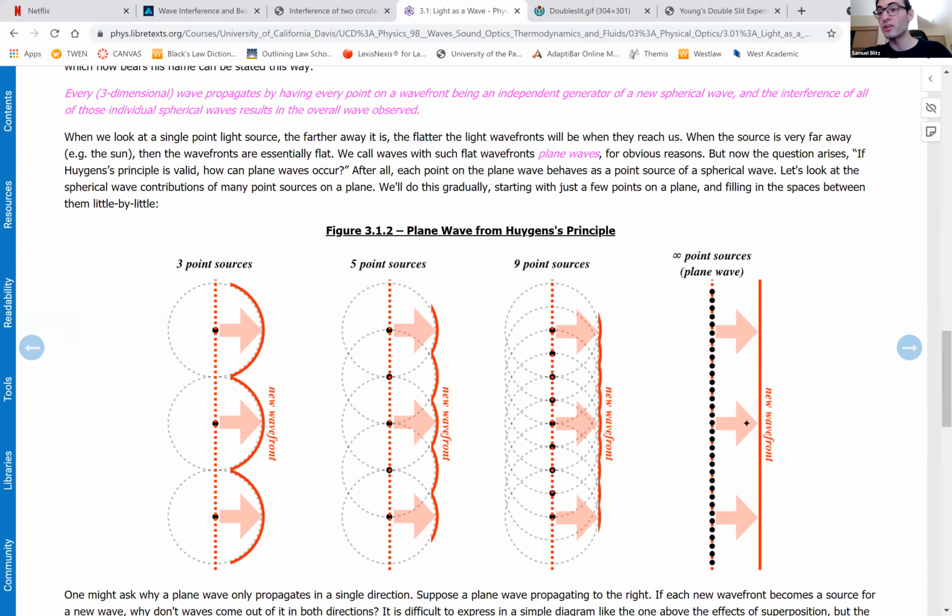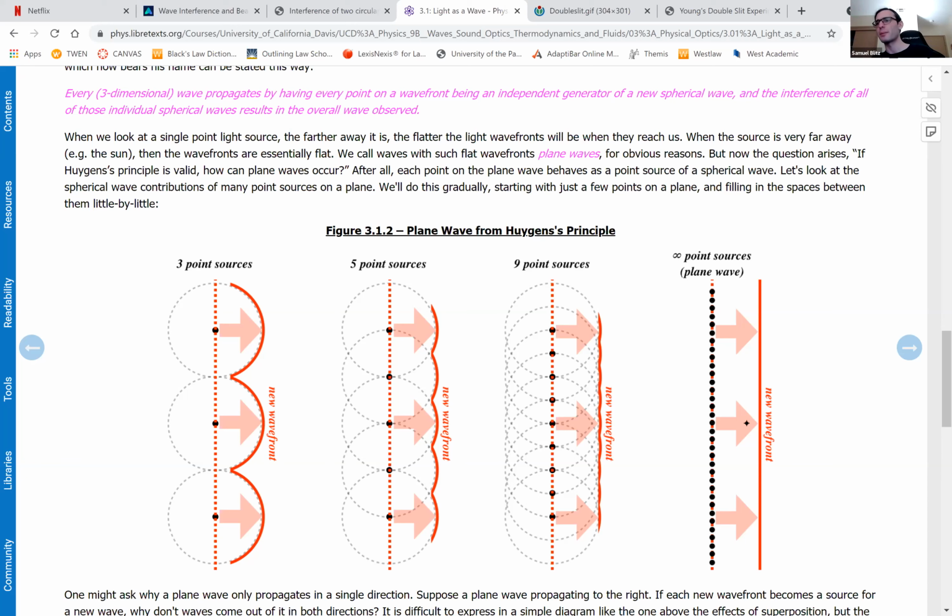With 5-point sources, you get something that's slightly more flat. With 9-point sources, you get something that's even flatter. And once you make it so that every point on that wavefront, there'd be an infinite number of them, produces its own wavefront, the next wavefront is the place where all of those waves constructively interfere to produce another wavefront. And then that wavefront will produce another wavefront, and so on. And so the wave propagates forward.